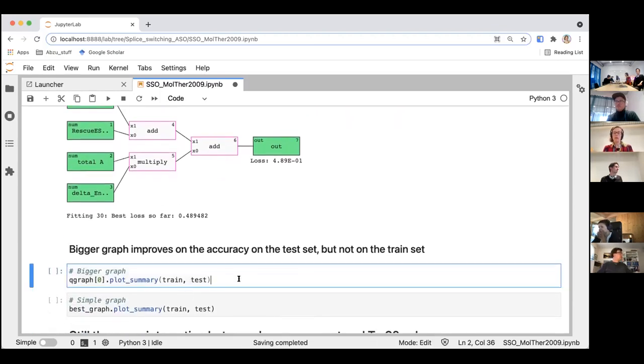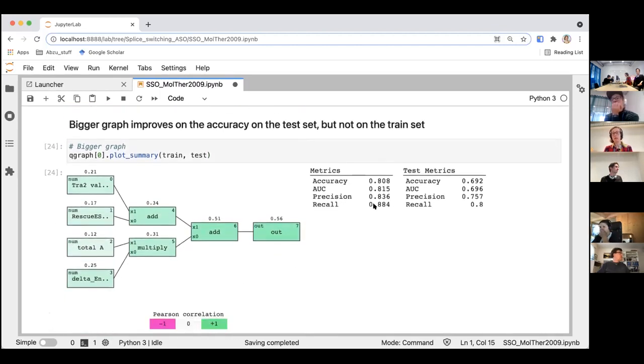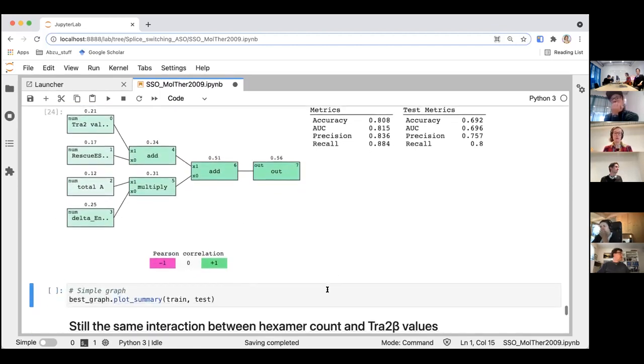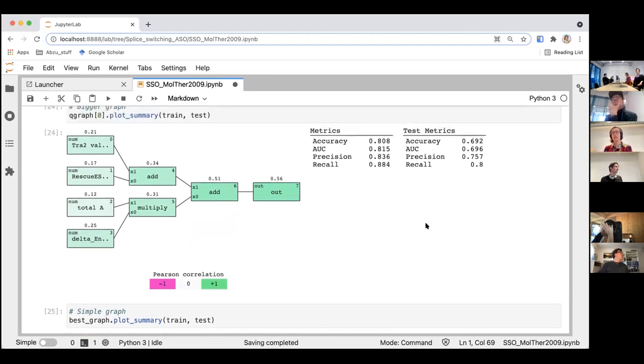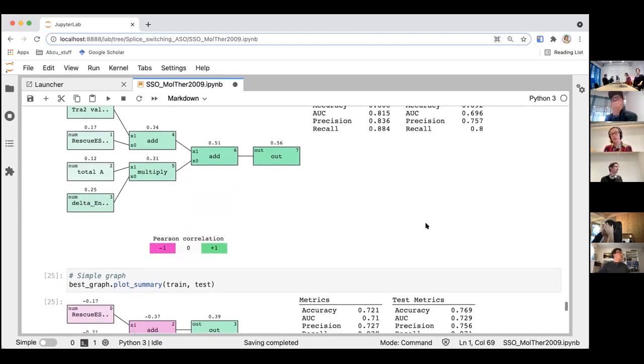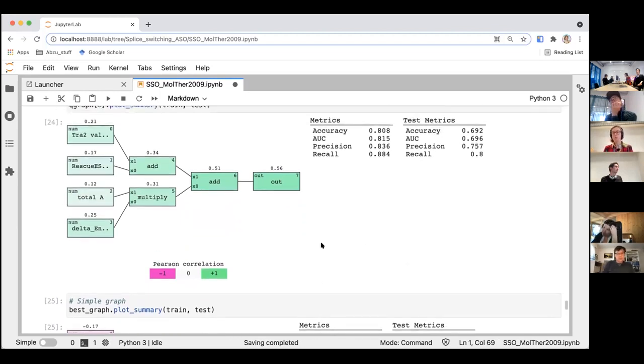Then what happens when we look at the metrics for this? If we compare it to the previous one, which we have here, the accuracy has gone up for the train set. But for the test set, it hasn't gone up. It's actually decreased. So it doesn't generalize as well, but it performs very well on the train set.